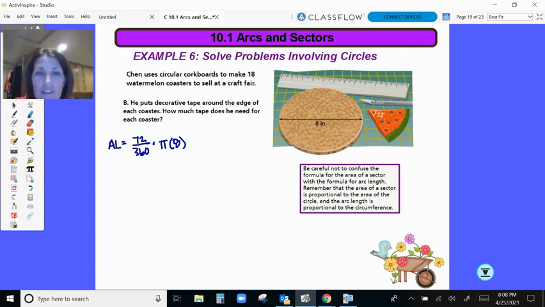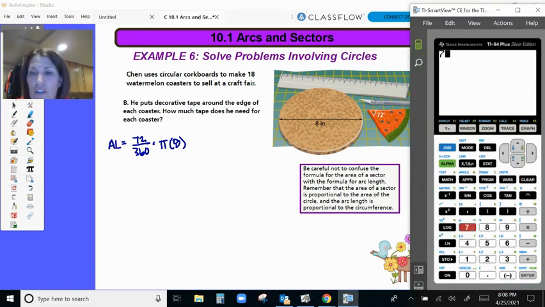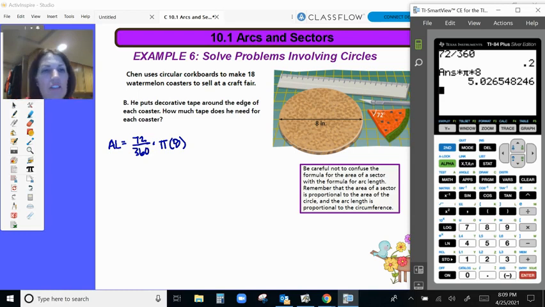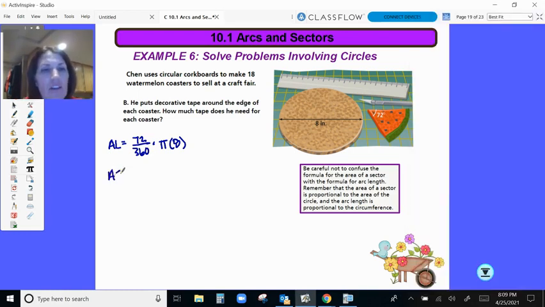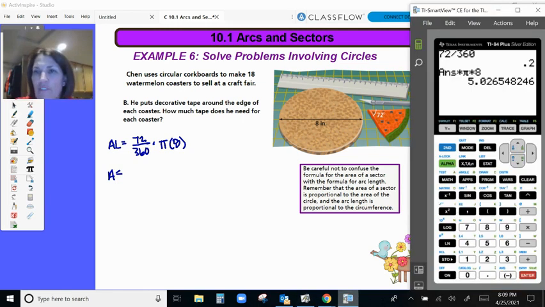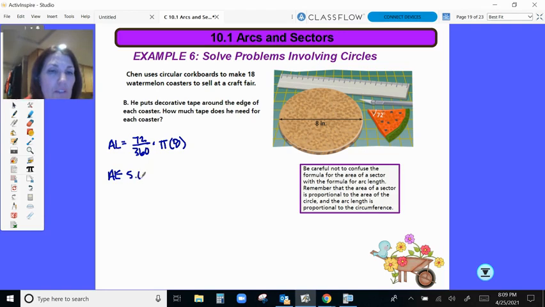Okay, so now let's calculate that, guys. We're going to have 72 divided by 360, and that's 0.2 again, and then times pi times 8. So the circumference of one of these little pieces, my arc length, is going to be 5.0 approximately. And again, I need to multiply that by 18, right?